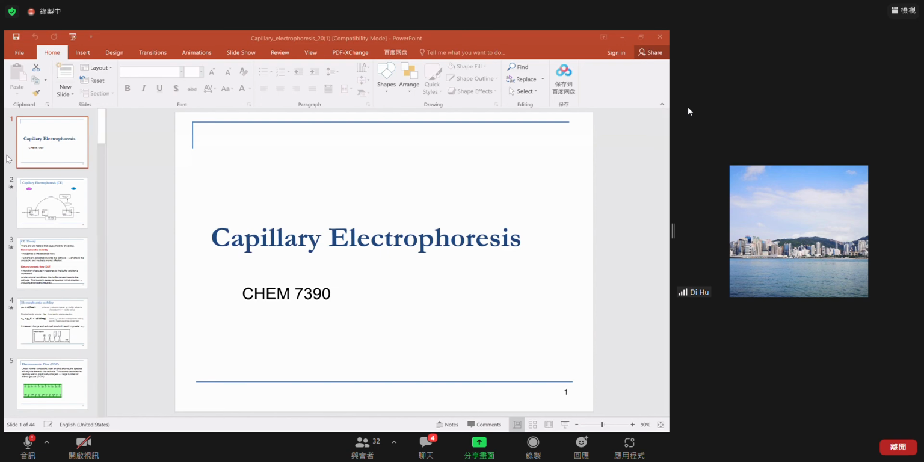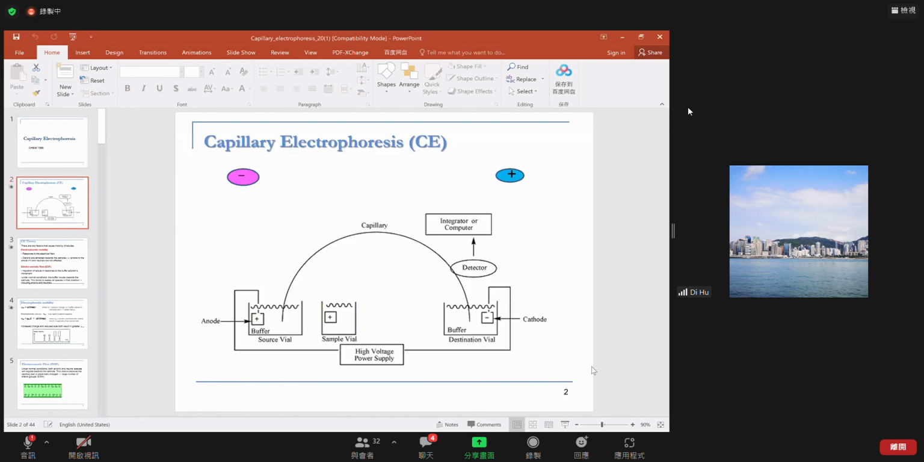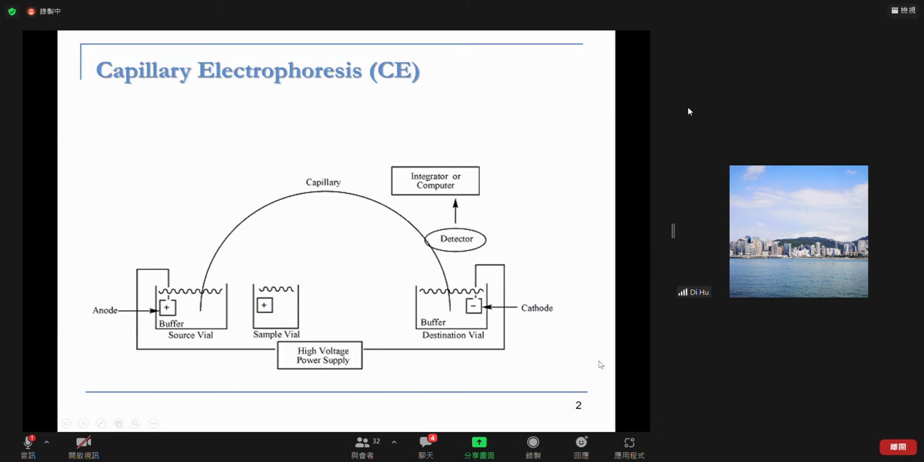If you look at this schematic of the instrumentation, it shows the typical setup. You can see that the separation happens in a capillary tube, a narrow-bore capillary tube, which is similar to a GC column.